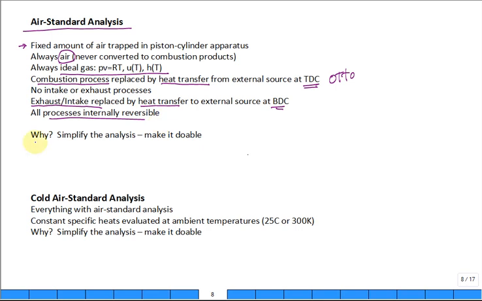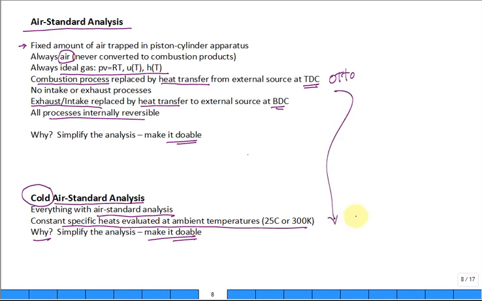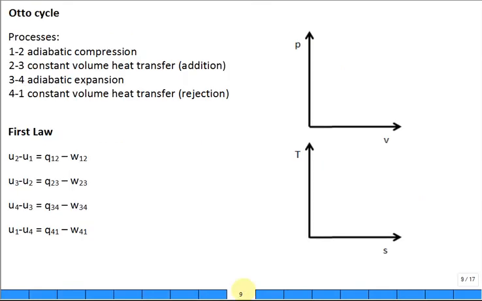Again, why do we make this? So you can make some calculations. Otherwise, the problem's so complex that you can't do anything by hand. You also have the additional cold air standard analysis. This means everything associated with the air standard analysis, but constant specific heat evaluated at normal ambient temperature, 25 degrees C or 300 Kelvin. And again, why do you do that? Well, it makes it even more doable, and you can glean some insights, so that when we analyze the Otto cycle, we can get an analytic expression that says the thermal efficiency of the Otto cycle is 1 minus 1 over the compression ratio to the k minus 1 power. Very simple result.